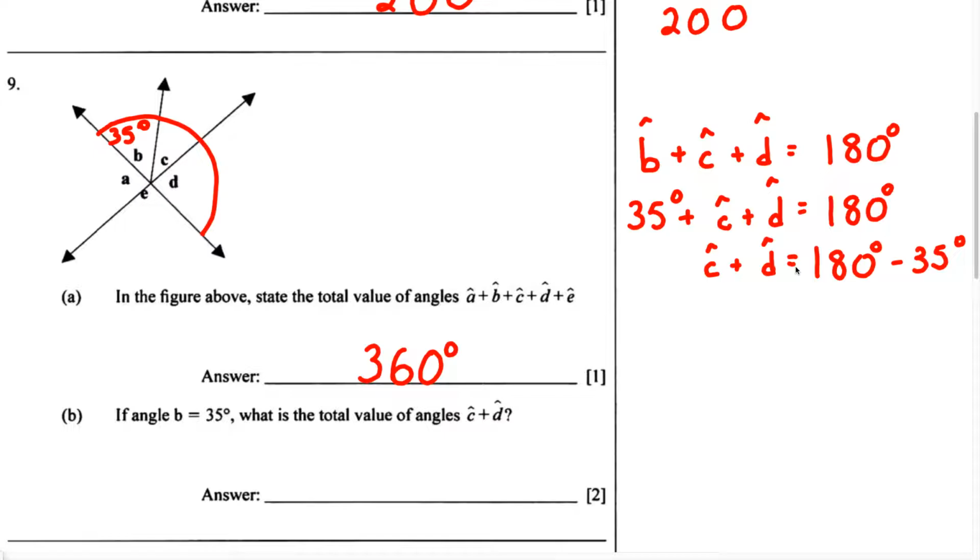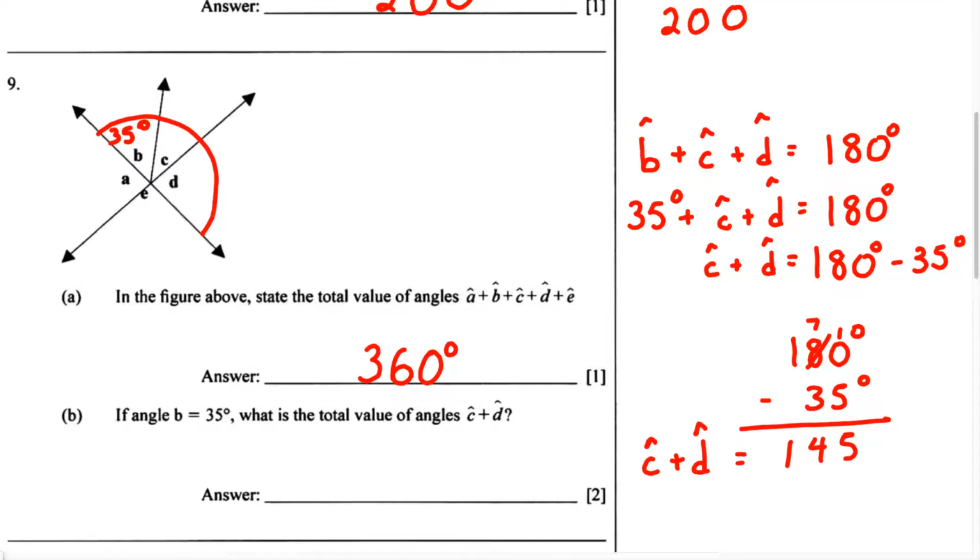Now when we solve for this, we can say 180 degrees minus 35 degrees. Because 0 is smaller than 5, we're going to have to borrow. 8 is going to become 7. 0 is going to become 10. 10 minus 5 is going to give us 5. 7 minus 3 is going to give us 4. And we know 1 minus 0 is going to give us 1. Therefore, we can say angle C plus angle D is going to add up to 145 degrees. This will be our answer.